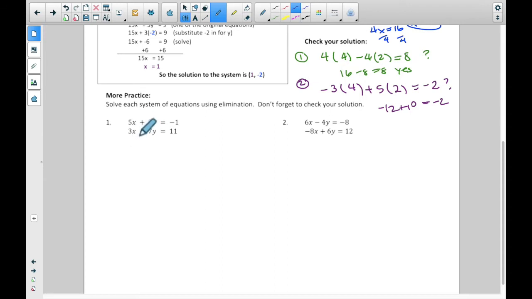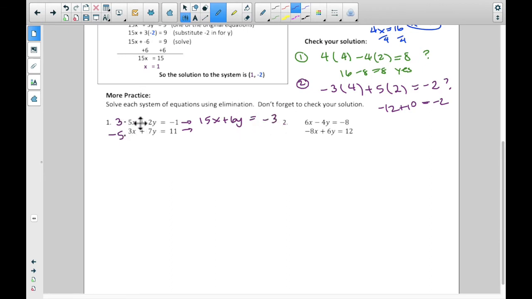So 5 and 3, their LCM is 15. So 3 times 5, but again, I have to have one of them be negative, so I'm going to make that a negative 5 times 3x. All right, when I multiply those, I'm just going to write it right over here because it's easy for me. I'm going to say 15x plus 6y is equal to negative 3.